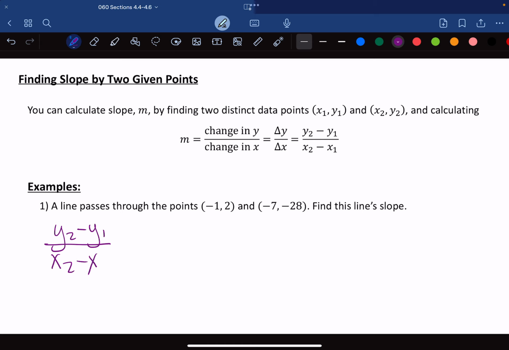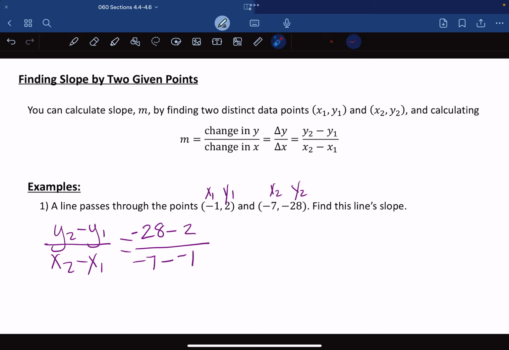to get our slope. So I'm going to call my first point point 1, and my second point is going to be point 2. And I just kind of plug in what I've got. My y2 is negative 28, and my y1 is 2. x2 is negative 7, and x1 is negative 1.